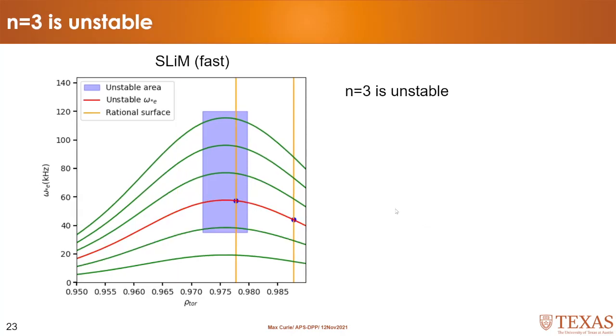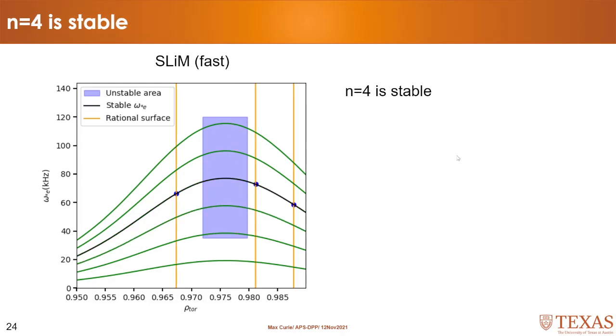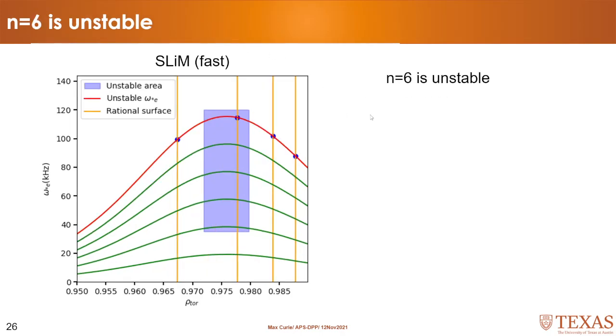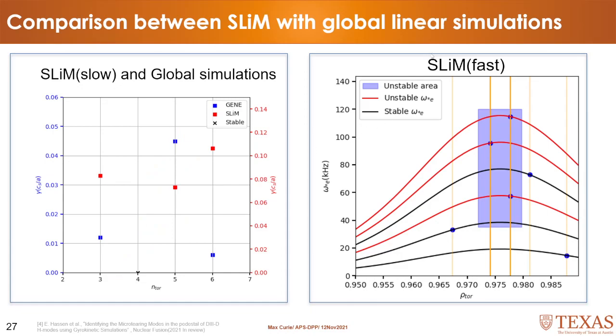Same for n equals 2. For n equals 3, the rational surface on the left intersects with omega star E inside of the box, therefore this rational surface on the left holds an unstable microtearing mode. Similar idea: n equals 4 stable, 5 unstable, 6 unstable. In summary, on the right hand side plot, we see that n equals 3, 5, and 6 are unstable, predicted by the alignment of the rational surface to the peak of omega star E.